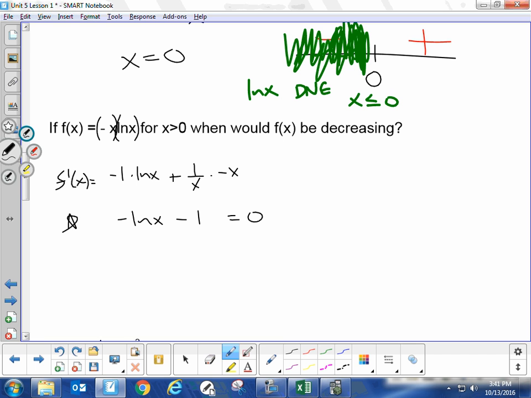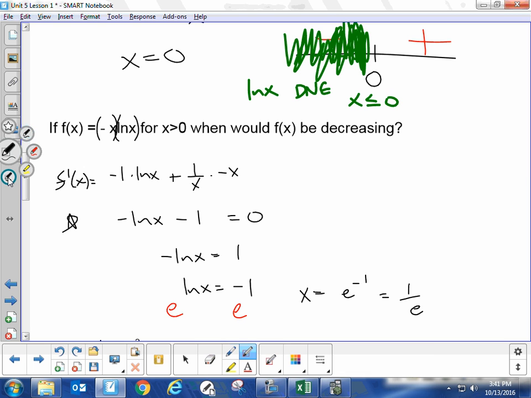How do I solve this? Add one, isolate the log. Log of x is equal to negative 1. How do I solve this for x? What do you do, Mr. Ramos? Yeah, e to the power of both sides, giving me x is equal to e to the negative first, which is the same as 1 over e. Now, this is a great example because on my number line, first, we're going to be starting at 0. It's important to know that we're talking about x greater than 0. So I have to start at 0, and I have 1 over e. And this is my derivative right here.